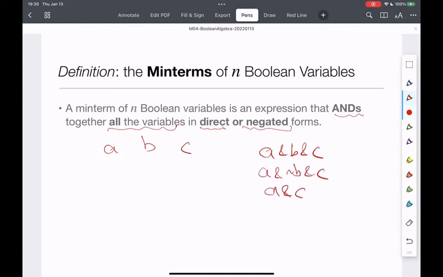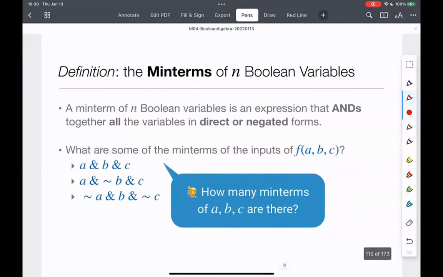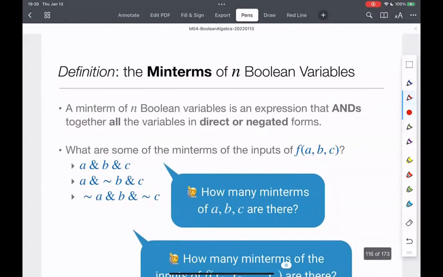A and C is not a minterm because it's missing B. So every variable has to be present, but it can be present in the negated form. That's the definition of minterm. Again, why is it called a minterm? That's the way it is. So how many minterms of 3 variables are there? 8. Right, because all 3 have to be present, and they can be present in positive or negative form.